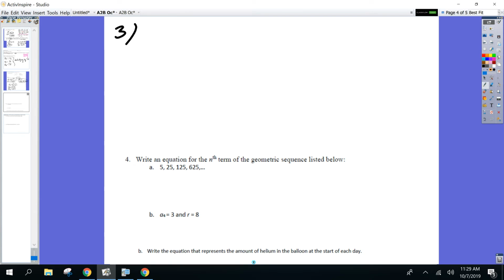Find the first term if A8 is equal to 20 and R equals 1/2. I don't care if it sounds like a broken record. How do I know I've got to use geometric formulas here? R term, R term, R term. Yep.